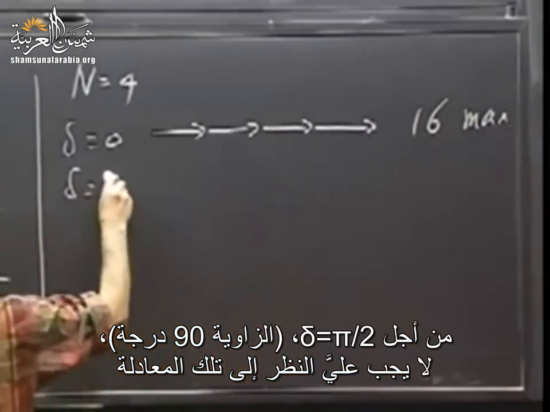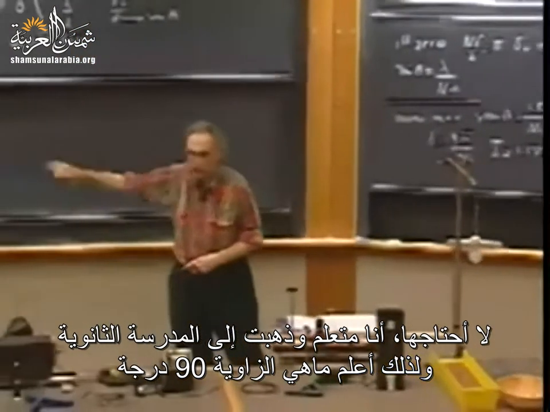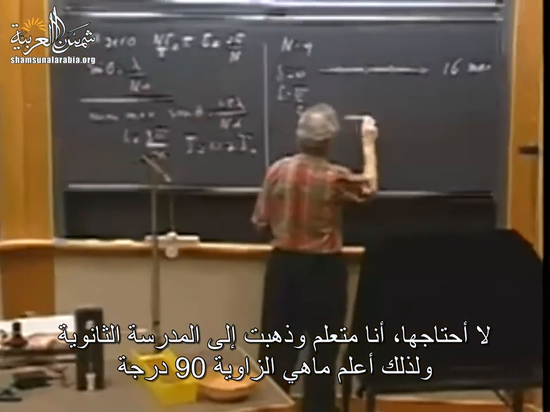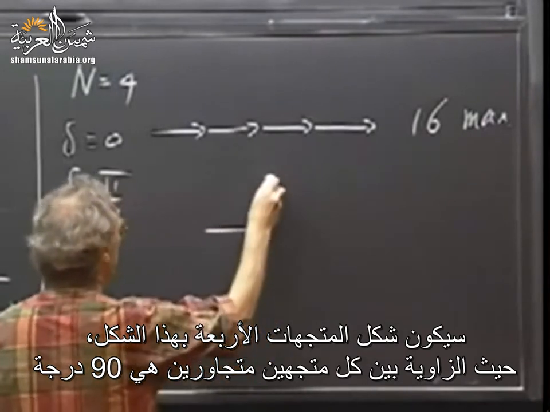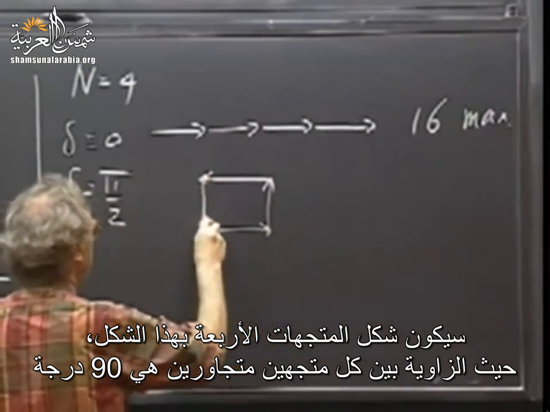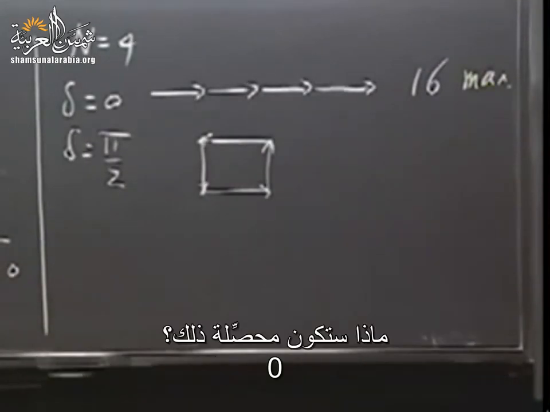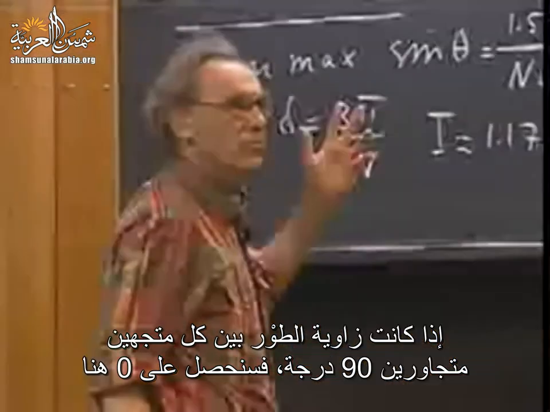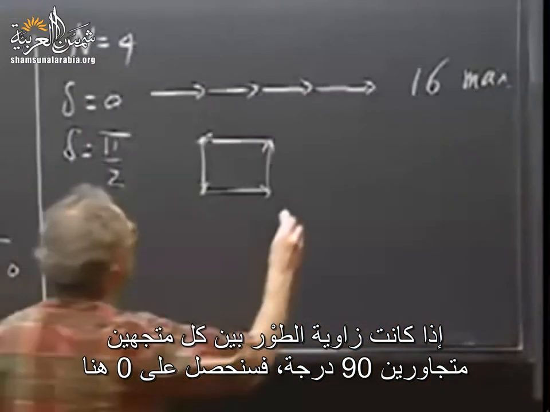Now we go to delta equals pi over 2, 90 degrees. I don't have to look at that equation. I know what 90 degrees is. I went to high school. I'm educated. This is one vector. This is 90 degrees. That's the second vector. This is 90 degrees. That's the third vector. This is the fourth vector, 90 degrees. What do I end up with? 0. So if all 4 have a 90-degree phase angle relative to neighbors, then clearly you have 0 here.